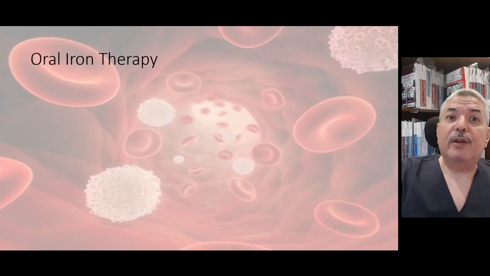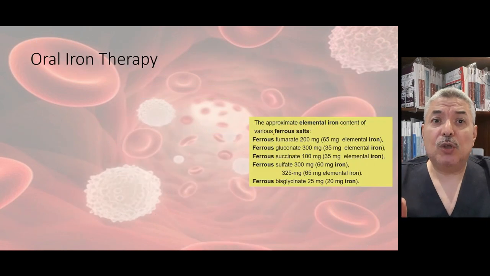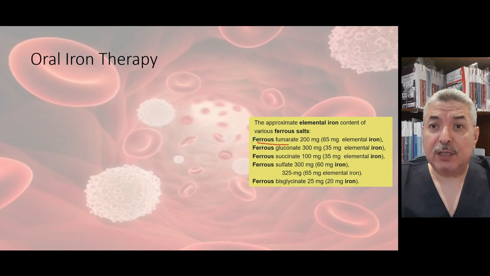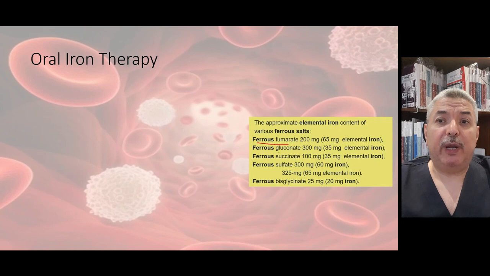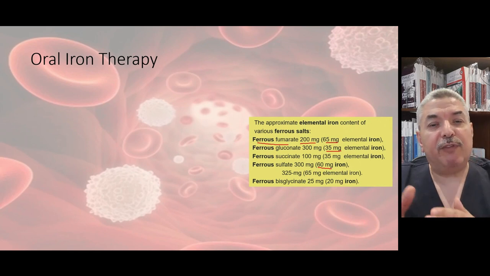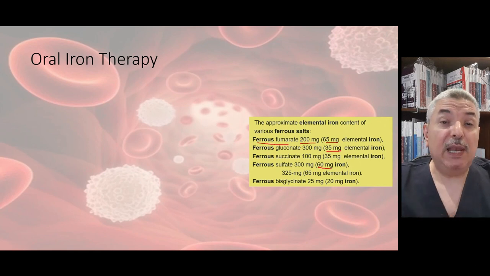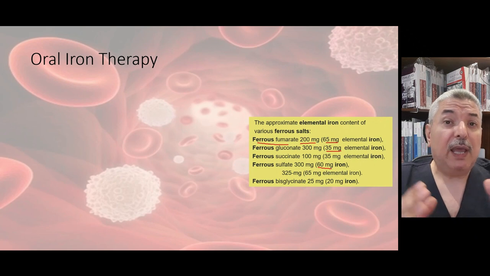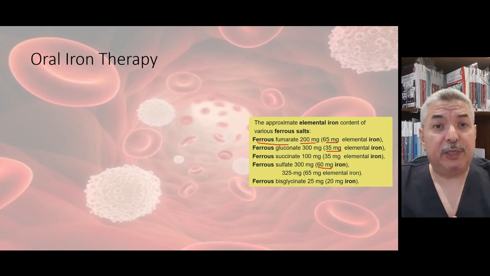Now, the oral iron therapy. Oral iron therapy depends on ferrous salts, because ferrous iron is the one which is absorbed from the enterocytes. So we have ferrous fumarate, ferrous gluconate, ferrous succinate, ferrous sulfate, and ferrous glycinate. The tablet may have 200 milligrams of ferrous fumarate, but the elemental iron is 65 milligrams or 35 milligrams. How much elemental iron is there? Because the guidelines say that you should give elemental iron 30 to 60 milligrams per day as a supplement and 150 to 200 milligrams per day as treatment.